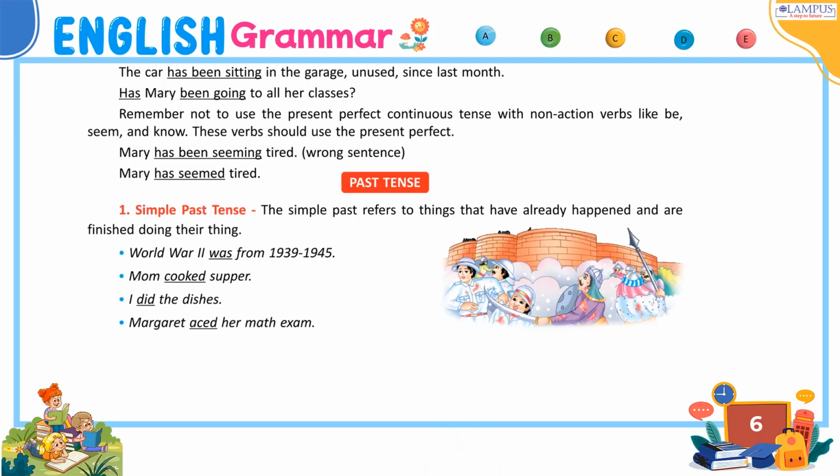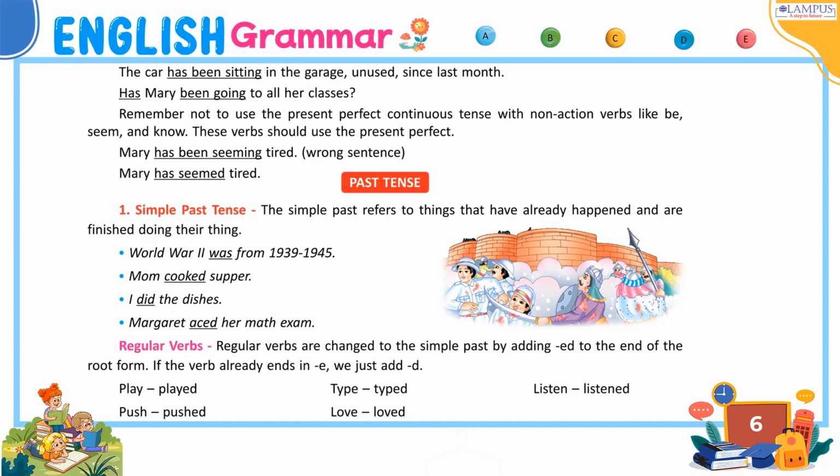Past tense. 1. Simple past tense. The simple past refers to things that have already happened and are finished doing their thing. World War II was from 1939 to 1945. Mom cooked supper. I did the dishes. Margaret aced her math exam.